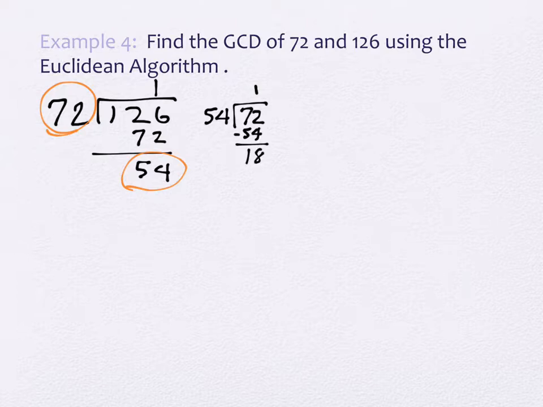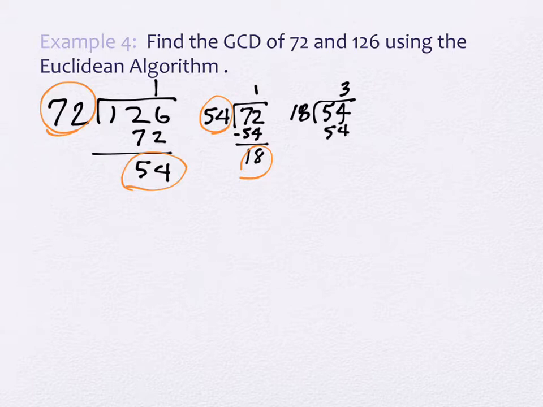18. And we do it again. We take the 54 and the 18, and we put the 54 underneath, the 18 on the outside. How many times will 18 go into 54? It'll go in 3 times. Figure out, what is 18 times 3? It's 54, yeah. And that's the remainder of 0 that we're looking for, right?